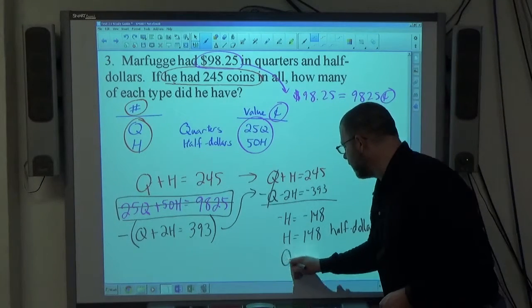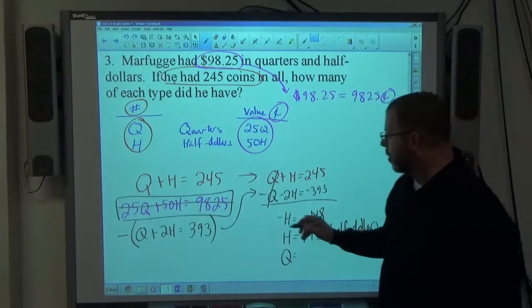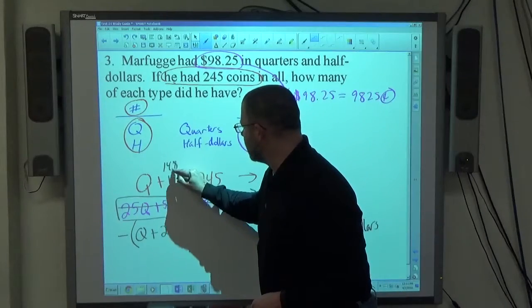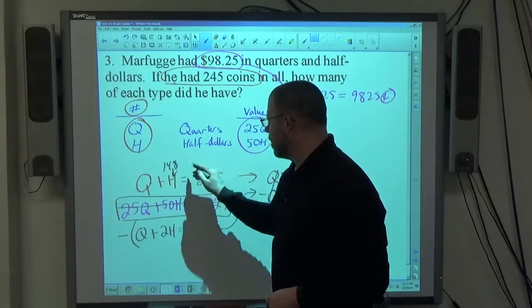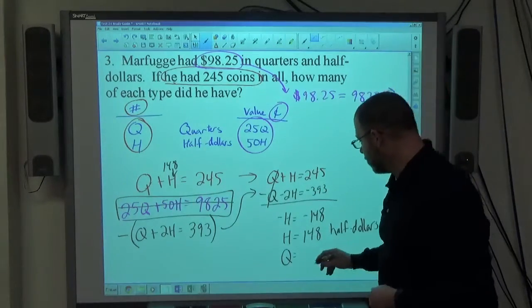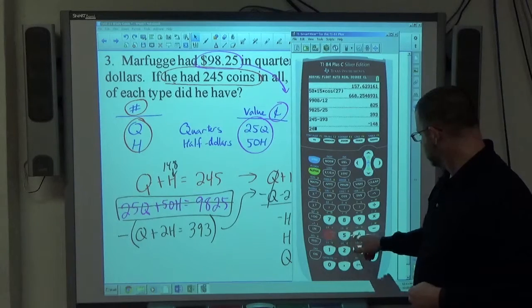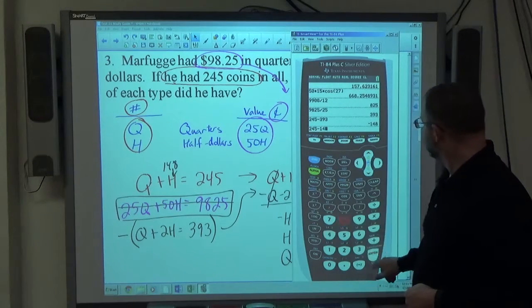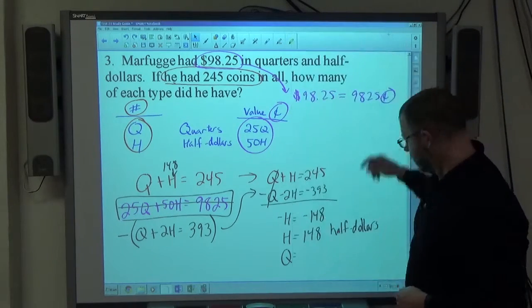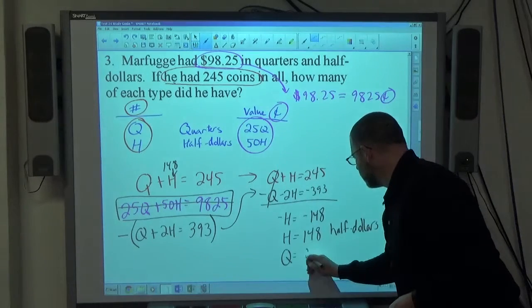Okay. The other thing we need to know is quarters. To get quarters, I'm going to put 148 right here. So I've got to move 148 over to the other side. So 245 minus 148, which is 97. Yep, 97. So q is equal to 97 quarters.